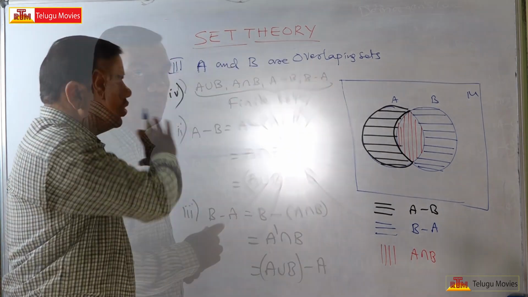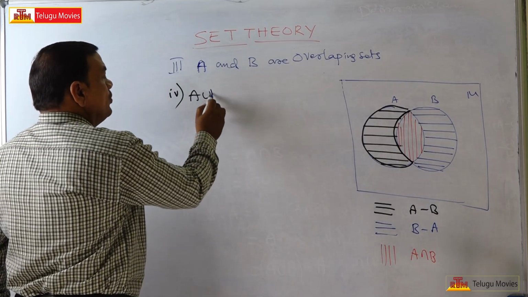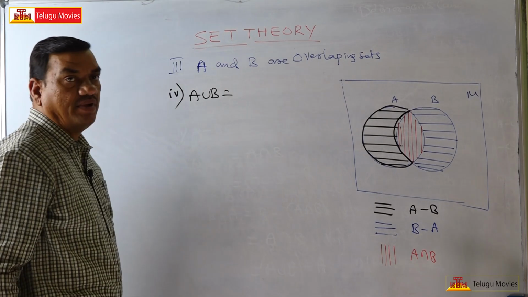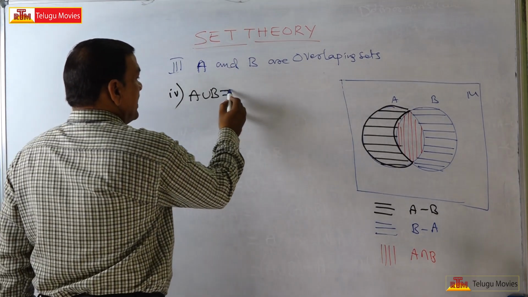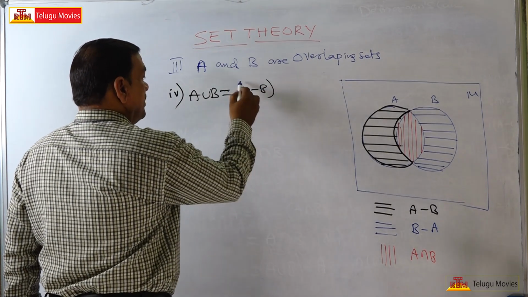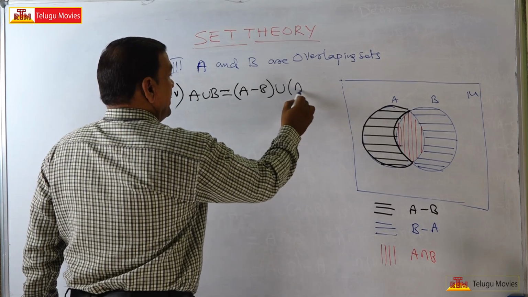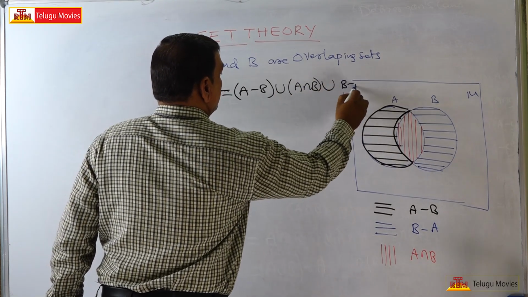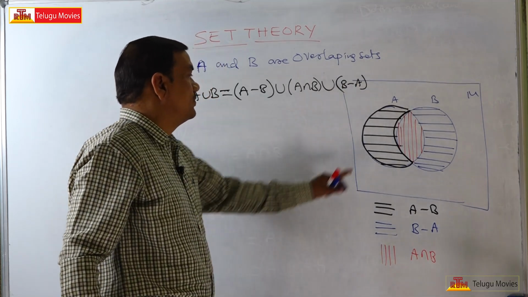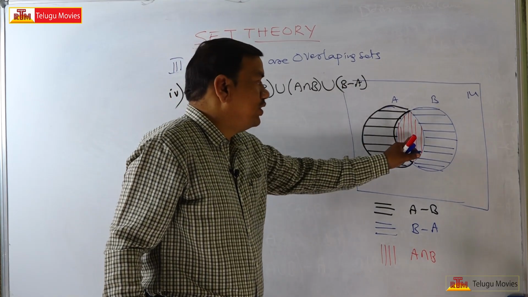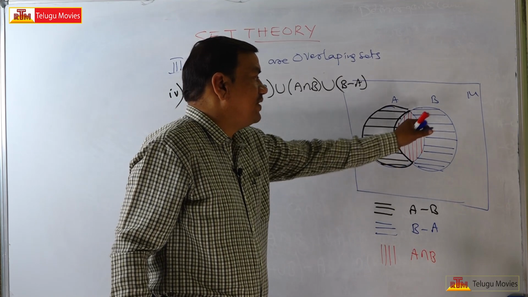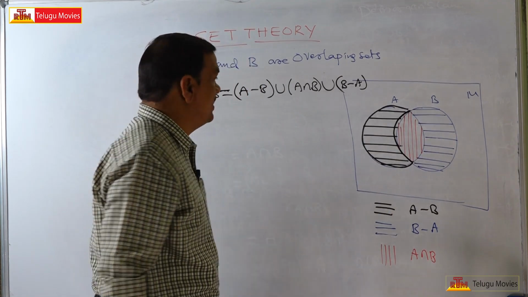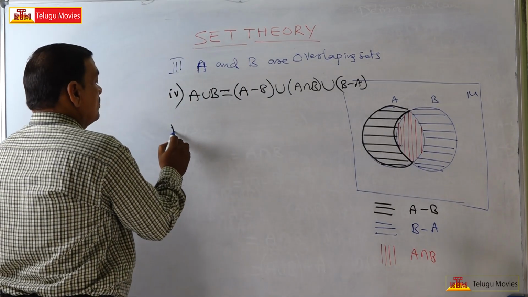So let us discuss total A union B. How can you write A union B? Total A union B can be written as A minus B union A intersection B union B minus A. This way also you can write it. Like that is also you can write it.